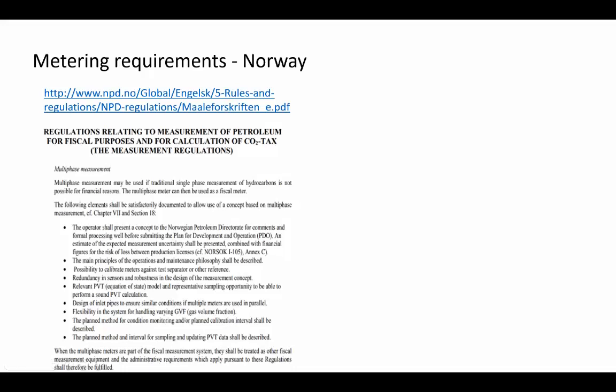That means what we were saying before: the Brazilians don't accept it, you have to use a test separator, so you have to take the production of that well to surface, while the Norwegians say that in case it is going to impact negatively the economy of your field, then you can use a multi-phase meter, and you can use it as a fiscal meter. However, they give the details that the meter has to be calibrated against the test separator or other reference.